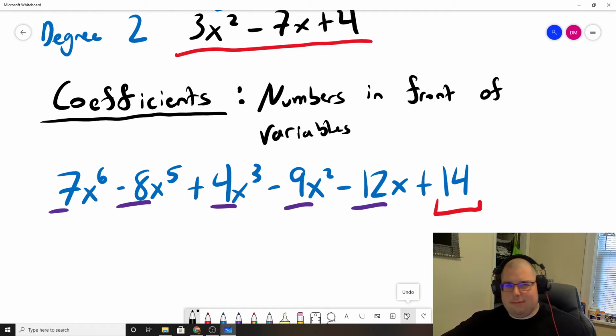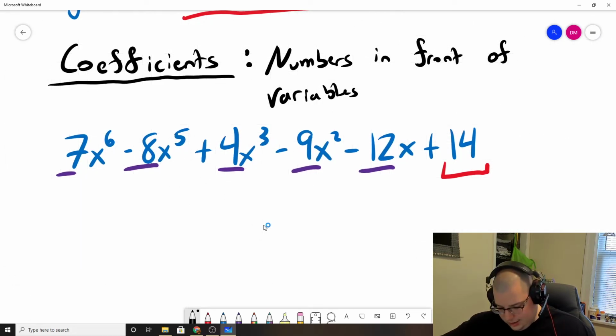So it's kind of up for debate. I don't necessarily think of it as a coefficient. I think of it as that constant term. But I can see people calling it a coefficient too. So your coefficients in this problem are 7, -8, 4, -9, and -12, and 14, depending on who you're talking to.